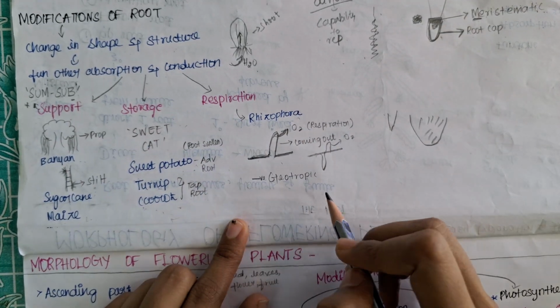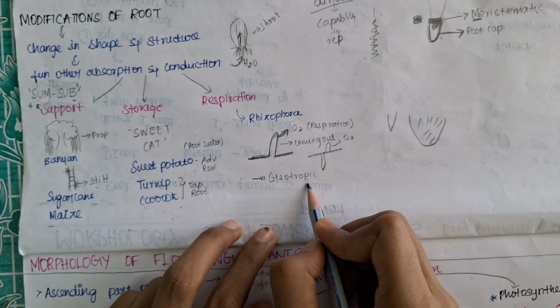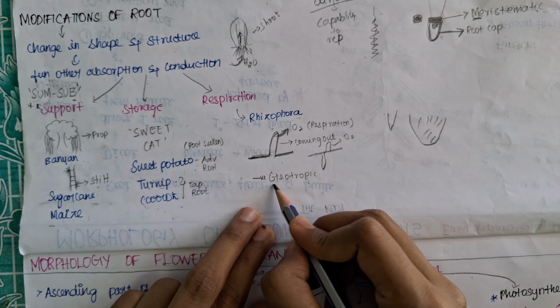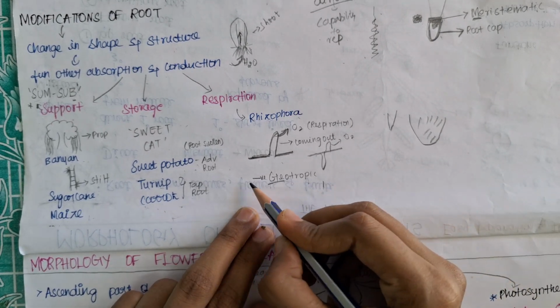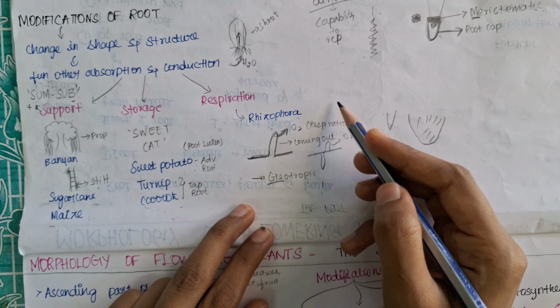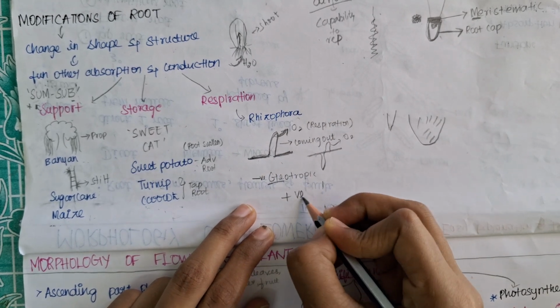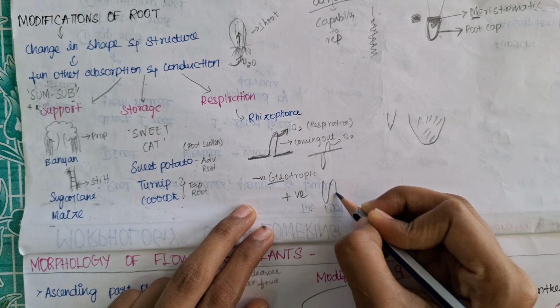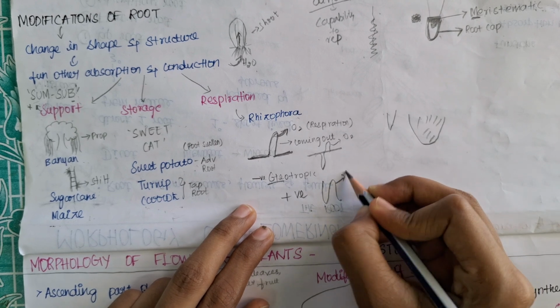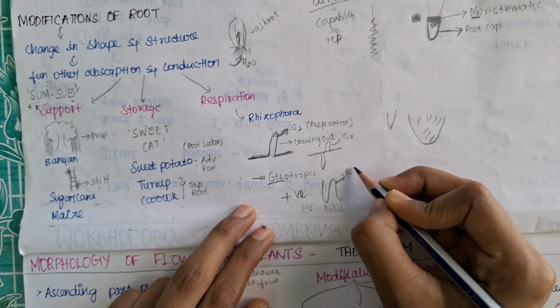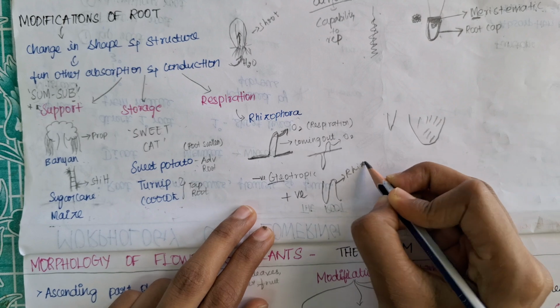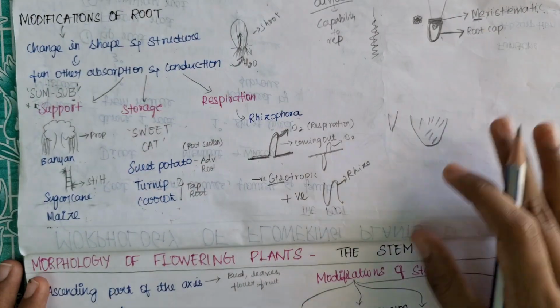So these kinds of roots are called negatively geotropic. Geotropic refers to the ground. Negatively geotropic means these are against the ground. These are coming out, right? Usually roots will be positively geotropic. They will be seen under the ground, right? But in the case of Rhizophora, it is above the ground. It is negatively geotropic. So are we clear with the modifications of the root?